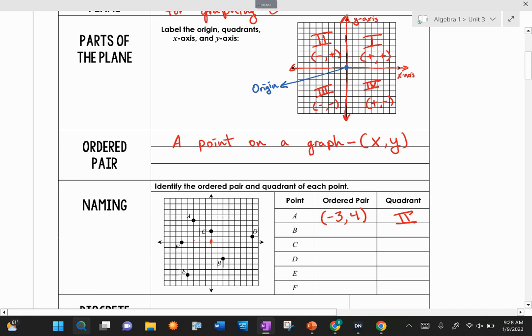Okay? See if you can fill out B through F. You can help each other out if you need to. If it does not fall within a quadrant, it might fall on an axis. Just name that axis. Or those axes. Axes. Axis is one. Axes is plural. It would be axes. Yeah, it is. English is weird.